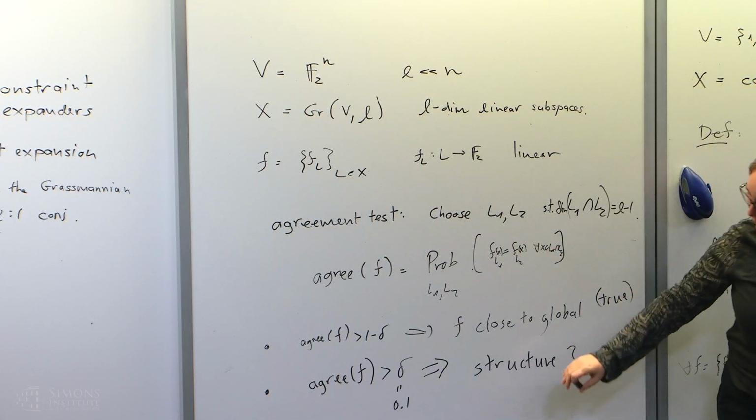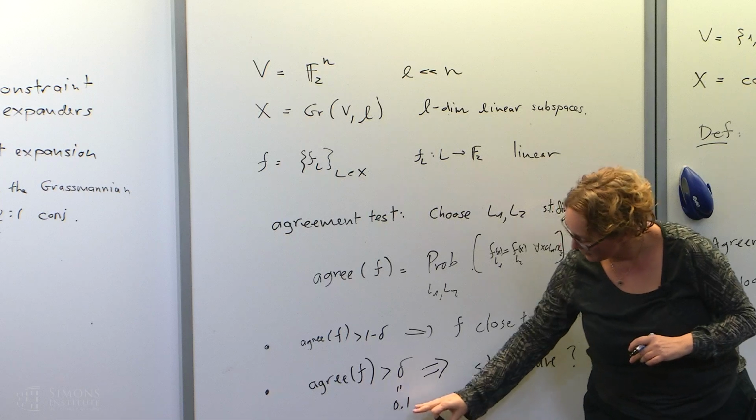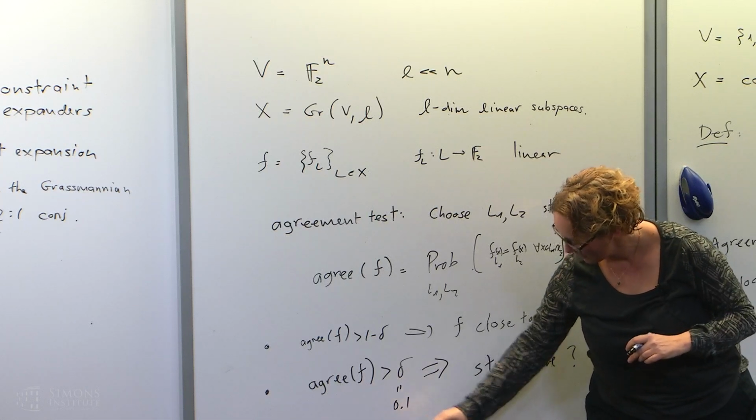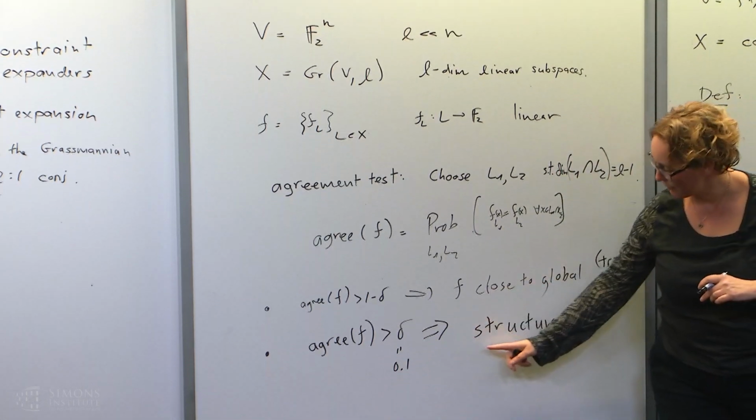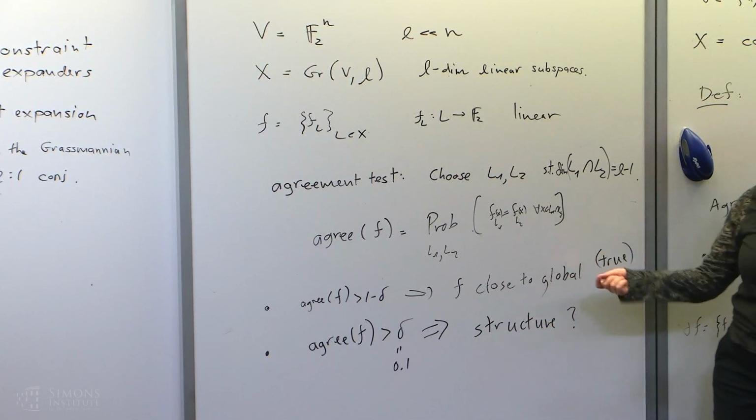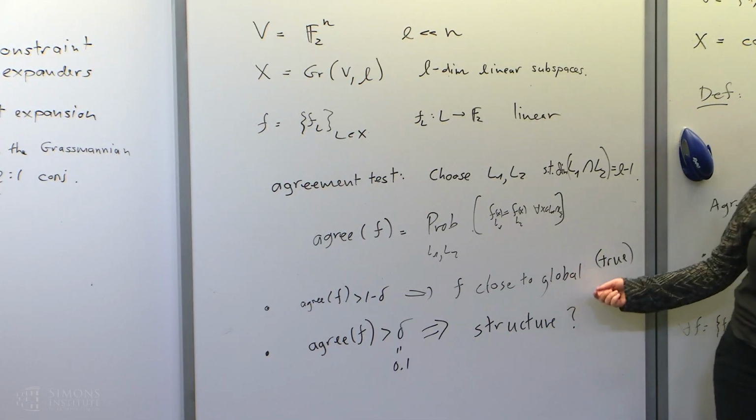So anyway, the question is, what happens if the agreement is slightly non-trivial? Can you deduce any kind of global structure? Is F in some way close to being a global function?